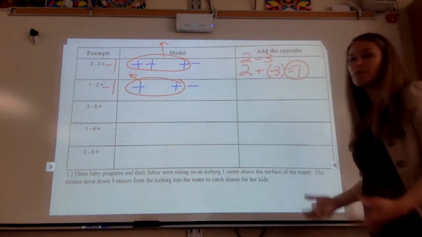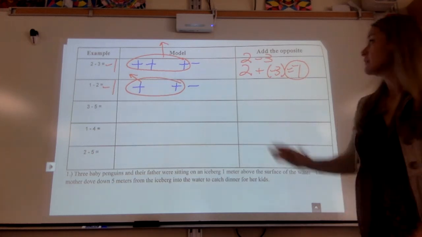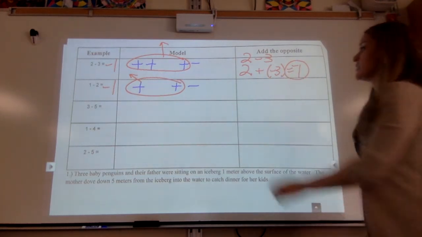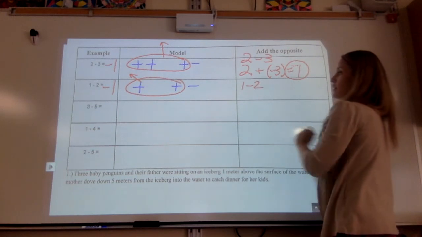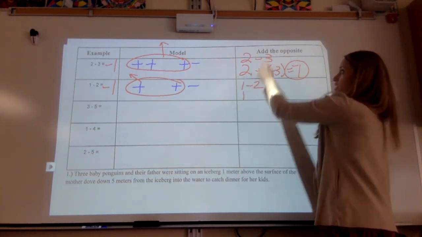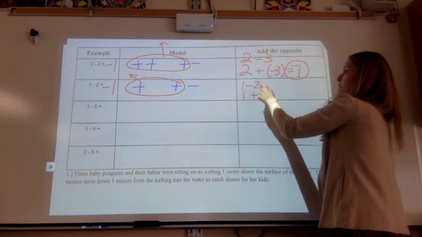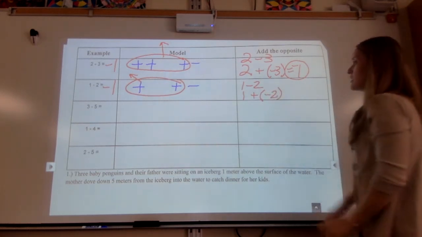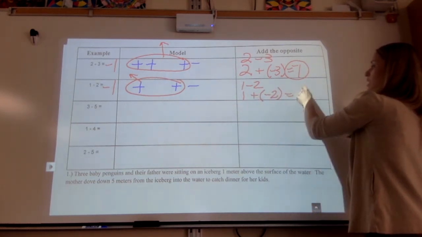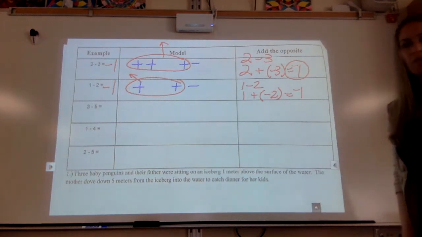Can I rewrite it? Now, some of you might say, I don't need to rewrite it, and that's okay, you don't have to, but some kids do need to rewrite it, right? So 1, take away 2. If I rewrite it, it becomes 1. Change subtraction to addition. My positive 2 becomes a negative 2. When you have numbers with different signs, you subtract them and take the sign of the number there's more of.